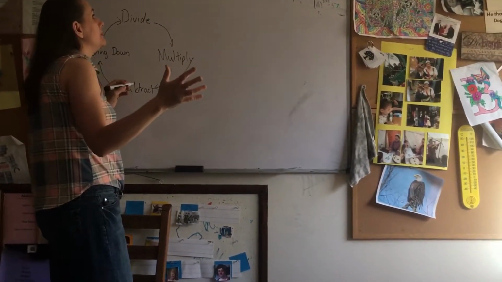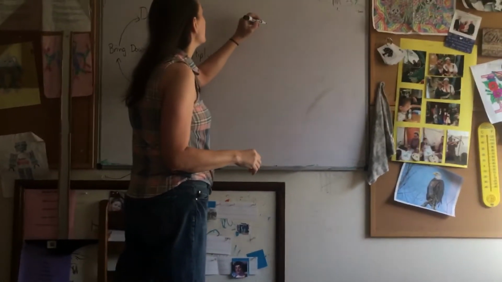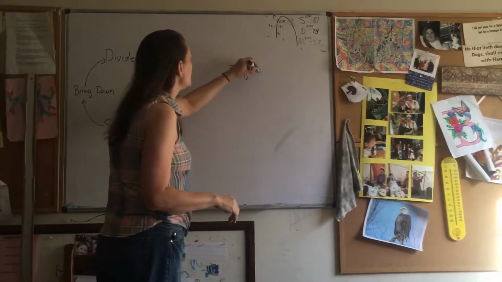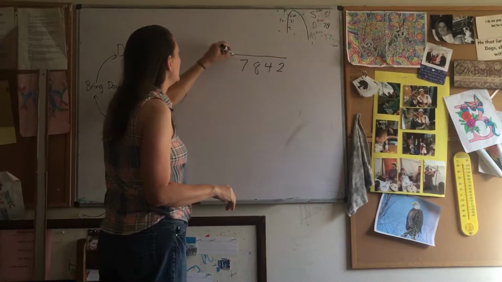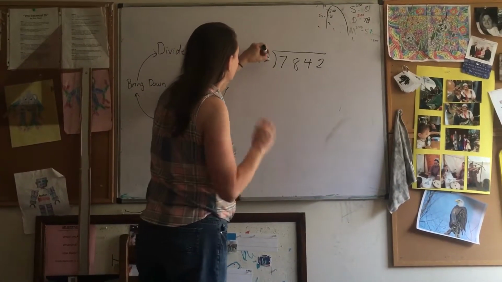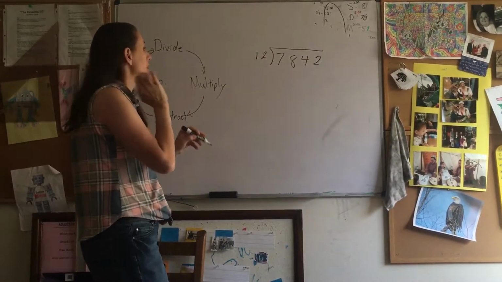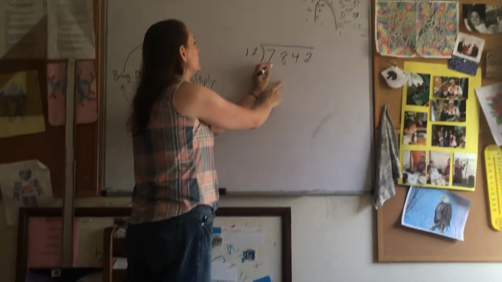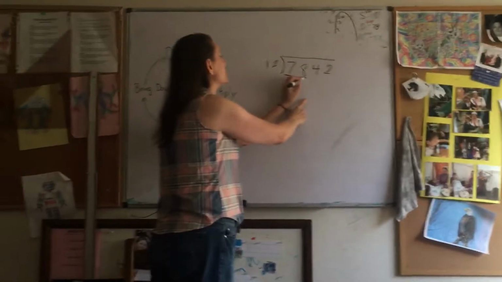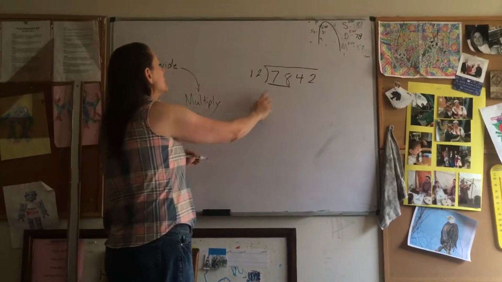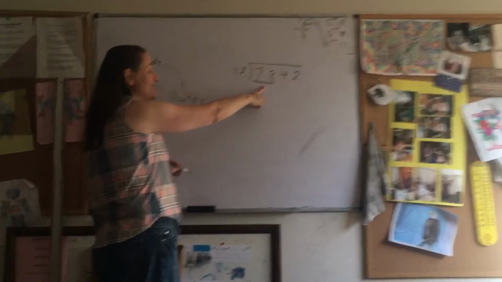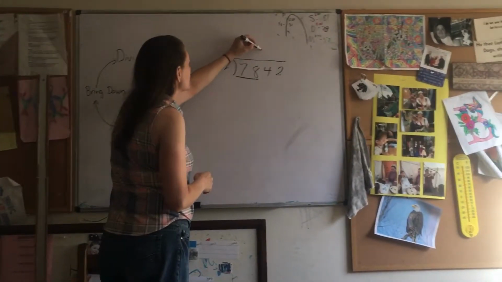Let's see. 7,842 divided by 12. This may or may not come out evenly. I have 2 digits out here. That means when I start, I'm going to take the first 2 digits in here. So I'm going to look at how many times will 12 go into 78. Well, 12 goes into 78 6 times.